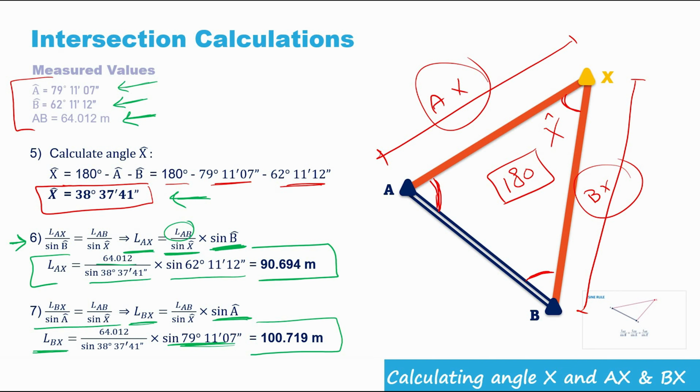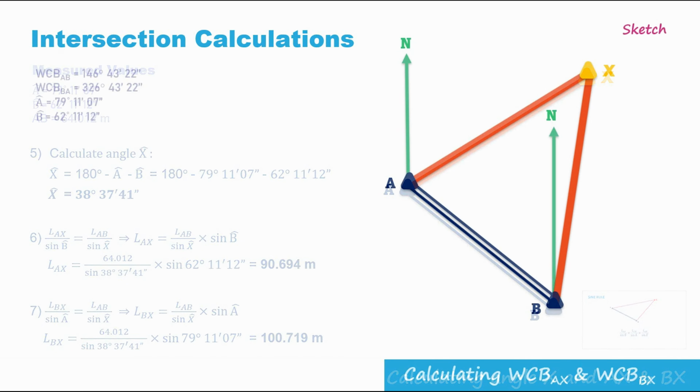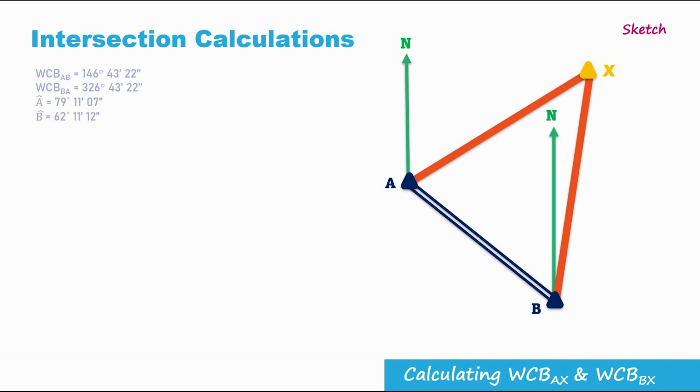Now let's move to the next stage, guys, which is calculating the whole circle bearing of AX and the whole circle bearing of BX. At this stage, as I mentioned, we need to draw a very nice and clear sketch. This will help us a lot to calculate the whole circle bearings. Just to remind you very quickly, what was the whole circle bearing in definition? It is an angle measured from north clockwise towards the measured line.